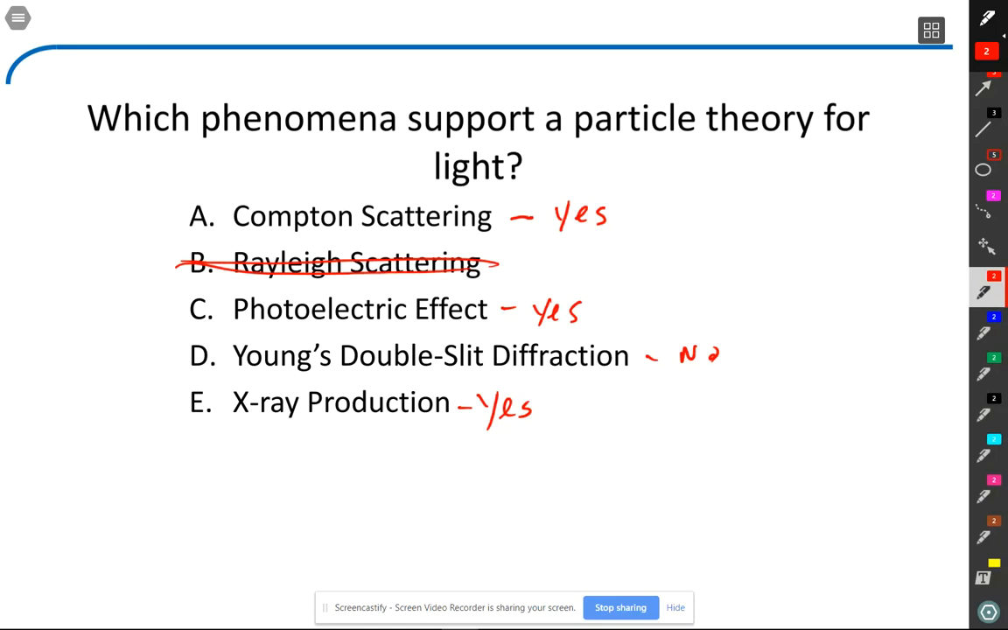Go ahead. So then, because we're using both, we just say that it supports both, or what? Well, we say light is both. Yeah. And so in that experiment, you would say for this part of it, it was a wave. For this part of it, it was a particle.